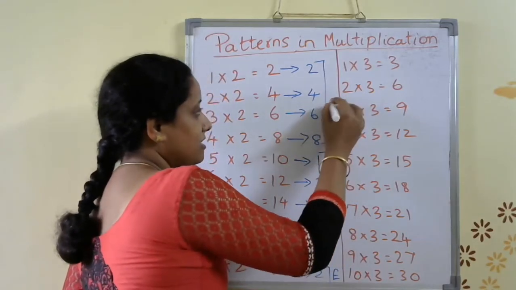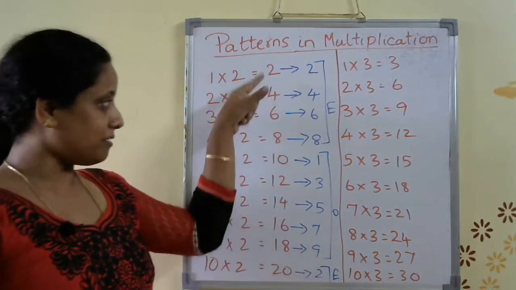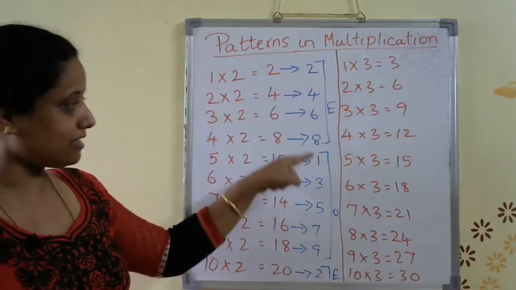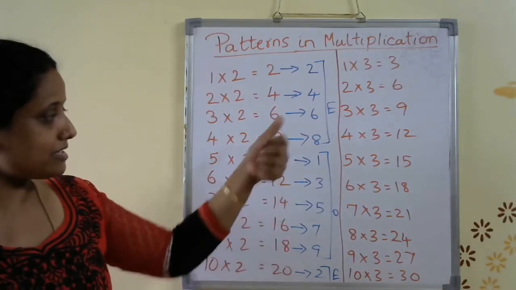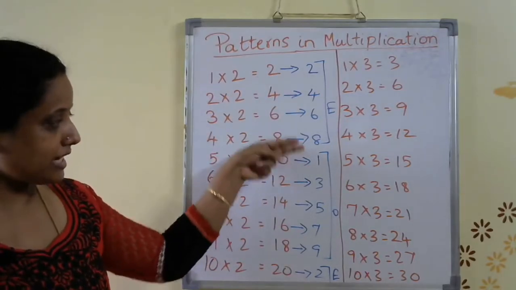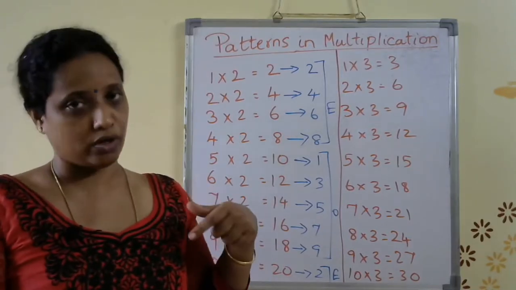So you can see a different type of pattern in 2 tables, right? All the numbers are even, but when you add the digits, you can see a few even numbers and a few odd numbers, right? This is a different pattern. 2, 4, 6, 8, then 1, 3, 5, 7, 9, again 2. In this way, it's going to go on, right?